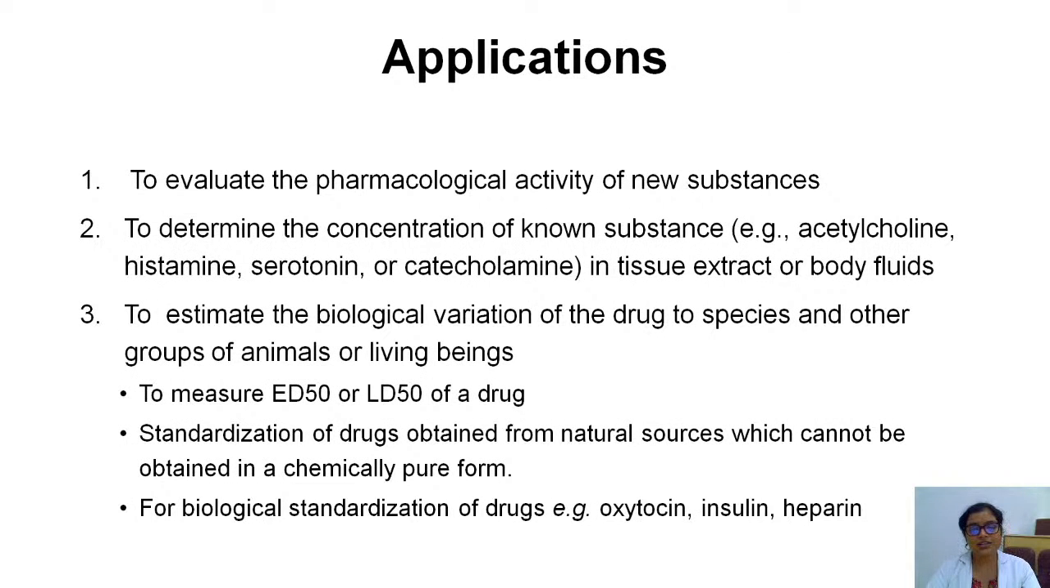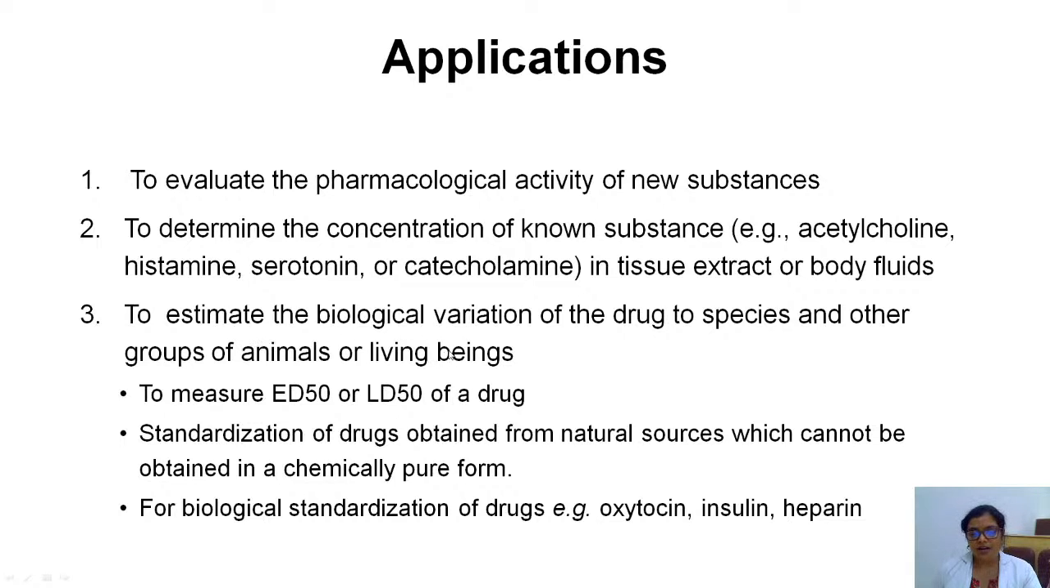So depending on the indications, what are the applications of bioassay, as we have already discussed. You can use it to evaluate the pharmacological activity of new substances, like the screening of the activity of new drugs on biological tissues. It can be used to determine the concentration of known substances in tissue extract or body fluids. For example, you can determine the concentration of a substance in a biological sample, like acetylcholine, histamine, or other catecholamines, by comparing it with a standard substance.